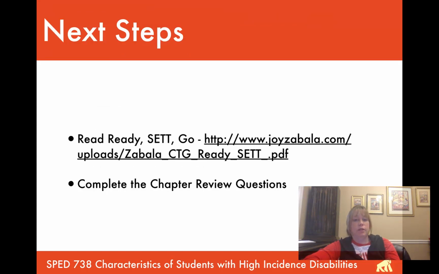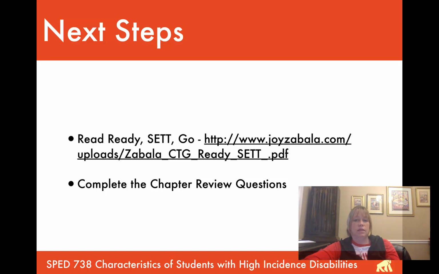So next steps, I want you to take a look at the Joy Zabala article called Ready, Set, Go, about the SETT framework and how the SETT framework is used to evaluate assistive technology needs. Joy Zabala is like the guru of assistive technology. She's been around a long time in the assistive technology world, has some really great resources on her website. And then I'd like you to complete the chapter review questions. Those review questions are going to be related to this instructional video, the chapter, and then Joy Zabala's resources.